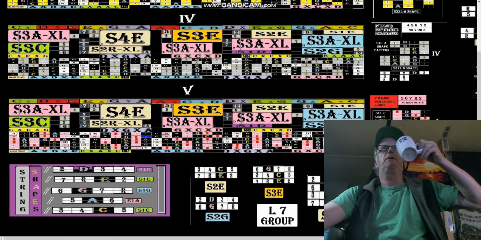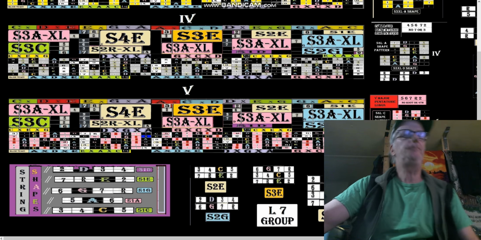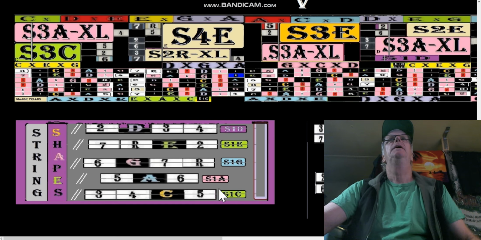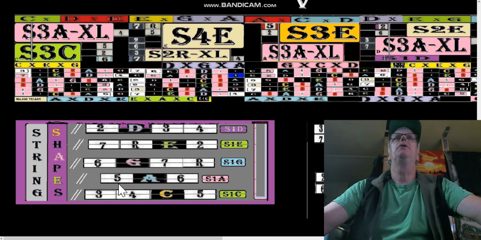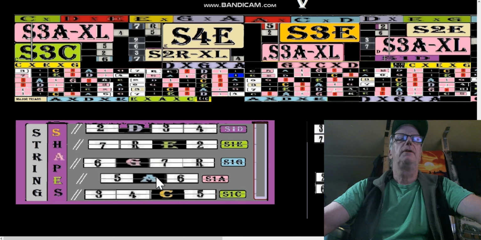Okay, so let's just straighten out what's going on with the string shapes so we don't get confused. You see the shared 5 here? So these aren't in fifths. These are in ladder, ladder cage ladder things. So 3, 4, 5 shares that 5 with the A shape, C shares the 5 with the A shape, A shares the 6 with the G shape, G shares the 7 root with the E shape, and E shares the 2 with the D shape, and D shares the 3, 4 with the C shape. But in fifths, you just skip, so it spells cage, C-A-G-E-D.